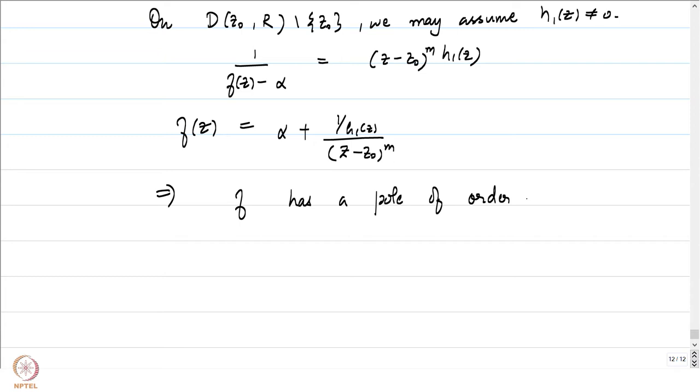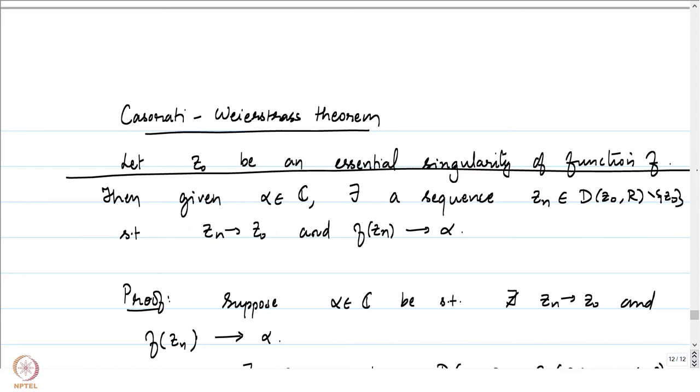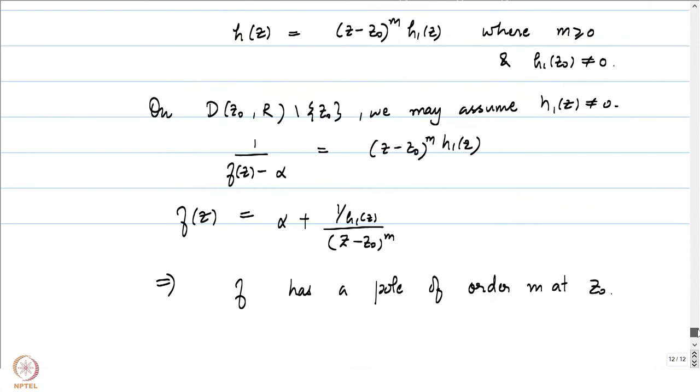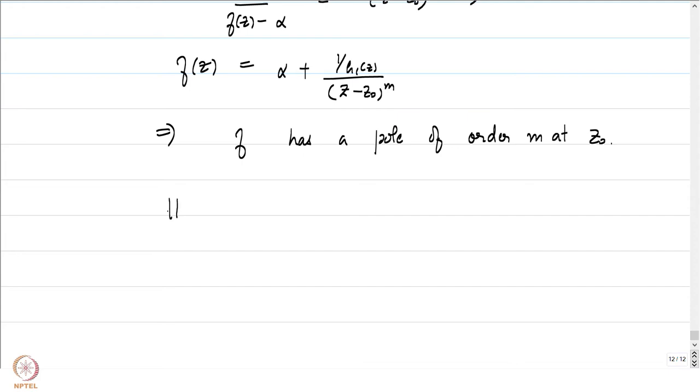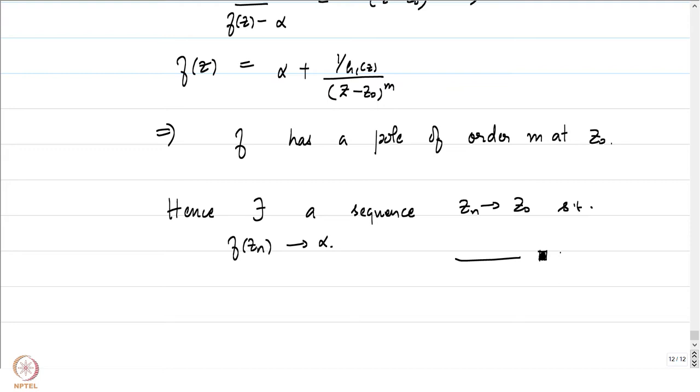But that's a contradiction, because we started off with z0 being an essential singularity. That is our very hypothesis, right? z0 is an essential singularity of the function f. In particular, it's neither a removable singularity nor a pole. So the fact that we have concluded that it is a pole tells us that there is something wrong with the assumption, and so our assumption has to be wrong. Hence, there exists a sequence zn converging to z0 such that f(zn) converges to alpha. What we have effectively proved is that the image of D(z0, R) under f is dense in C.